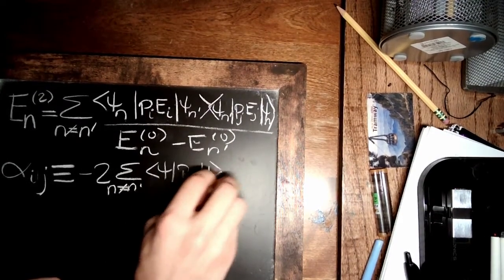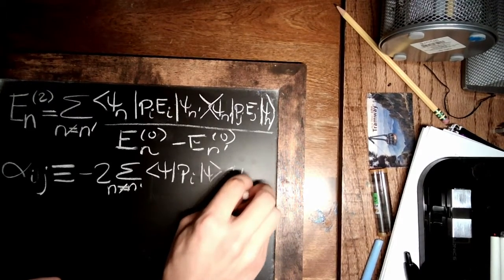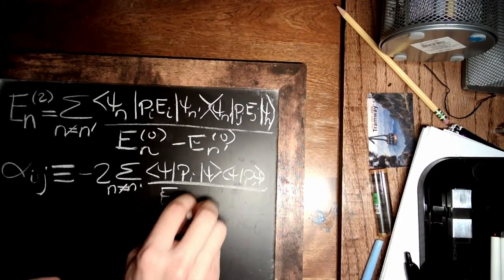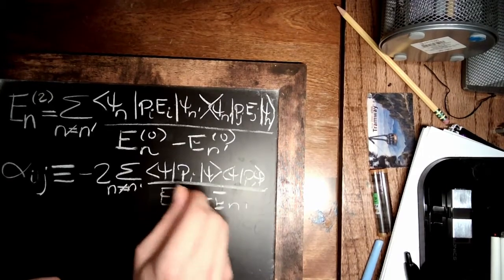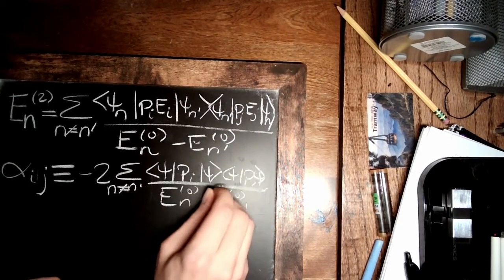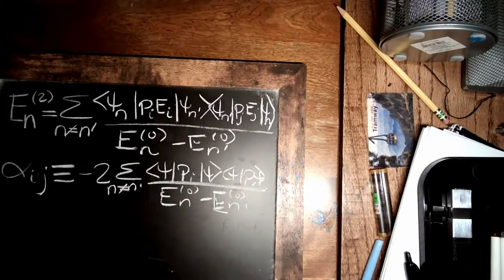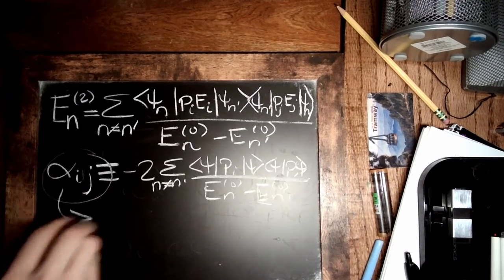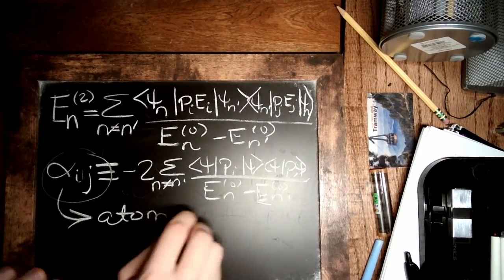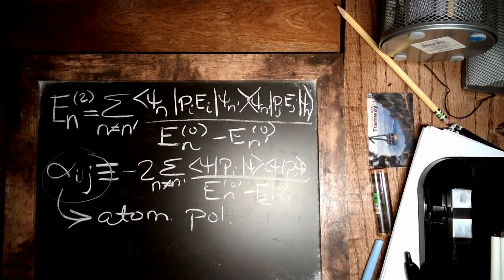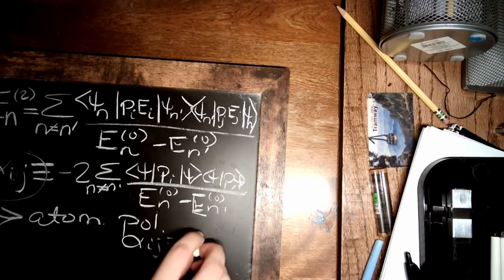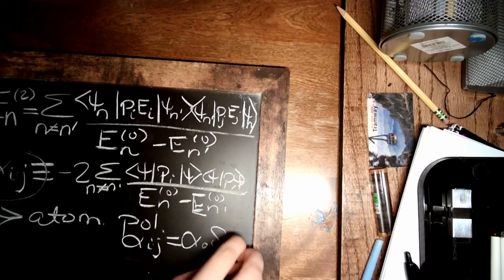The p_i, and then the psi, and then the p_j, and then the psi, over the energy n minus energy n prime. Sure, I'll put in some zeros. So this is the thing you actually need to spend some time calculating. But this has actually already been done for a lot of atoms. This is our old friend, the atomic polarizability from the previous video. And we know from experience that this alpha_ij can actually just be reduced to a constant alpha_0 times the Kronecker delta.